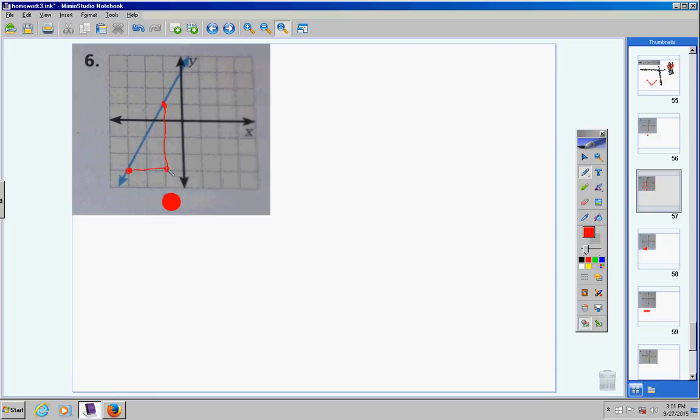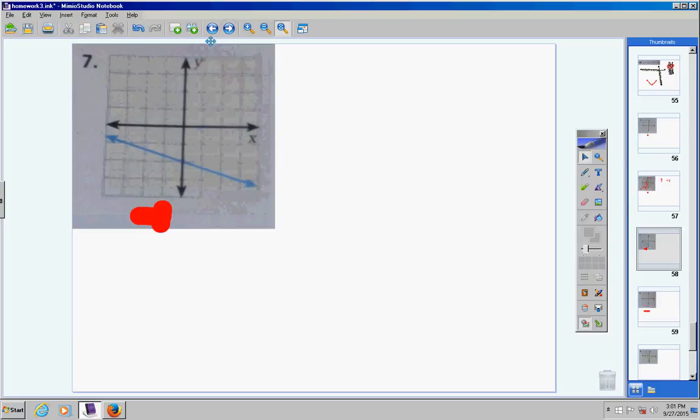Start here for the rise and count up. 1, 2, 3, 4. So my rise is 4. Now start here and count to the right. 1, 2. So I have a rise of 4, a run of 2. Rise over run is 2. Now is it going to be positive or negative? Well, here's the left side of the graph. Here's the right side. From left to right, is it going upward or downward? Upward. So that means your slope would be positive. So your answer would be positive 2.